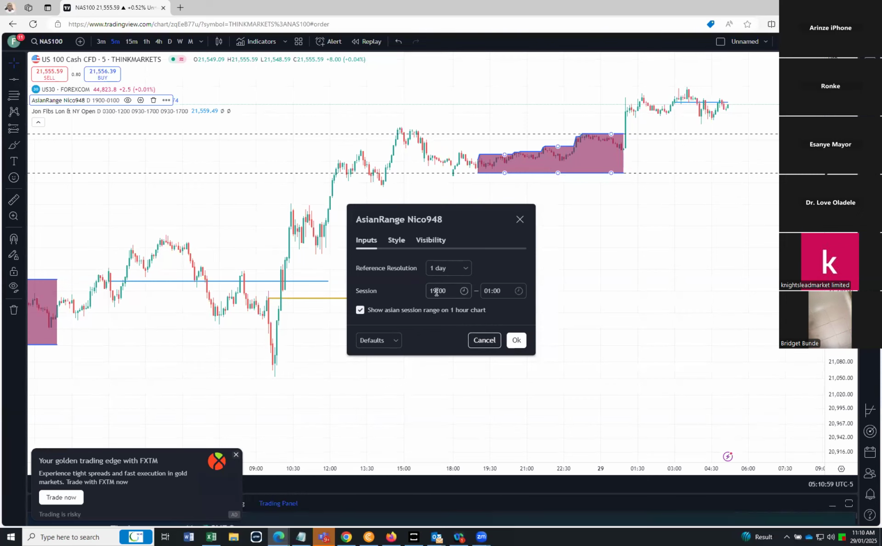Then session, you put 1900. My own is showing 1900, yeah. Then 1 to 0100. Yes. Then you have this show Asian range on 1 hour chart. You have it checked. So show Asian range on 1 hour chart, you should click on it. Yes, once it's checked, then click OK.